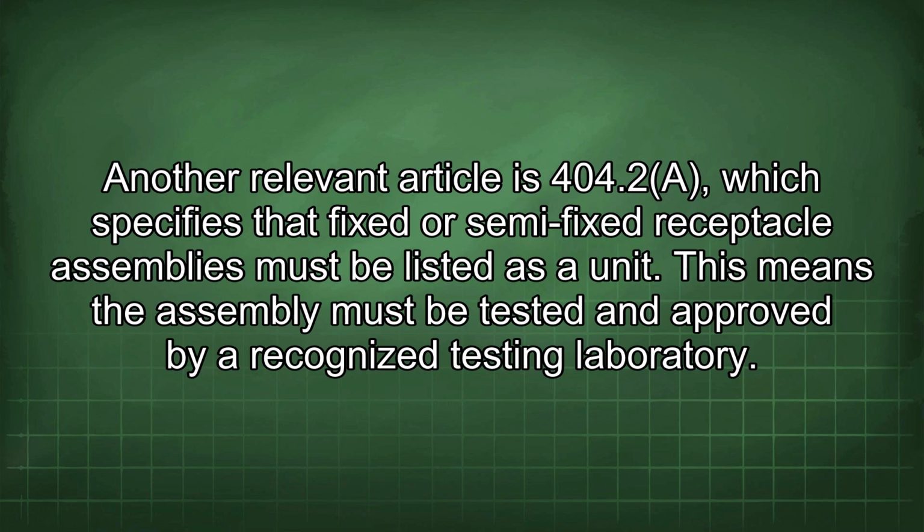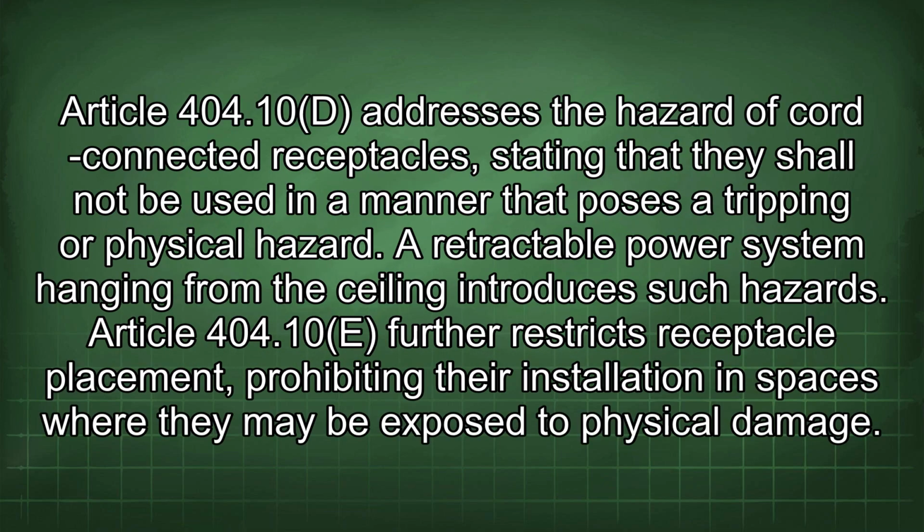Another relevant article is 404.2a, which specifies that fixed or semi-fixed receptacle assemblies must be listed as a unit. This means the assembly must be tested and approved by a recognized testing laboratory. Article 404.10d addresses the hazard of cord-connected receptacles, stating that they shall not be used in a manner that poses a tripping or physical hazard. A retractable power system hanging from the ceiling introduces such hazards.